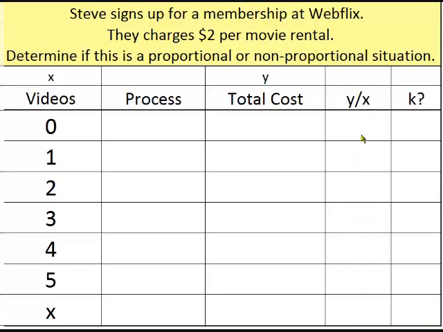Like if we had 1/2, 2/4, 3/6, and so on, those are all equal to the same amount. They're all equal to 1/2. That would be a proportion because all the fractions are equal. So let's look at this situation.